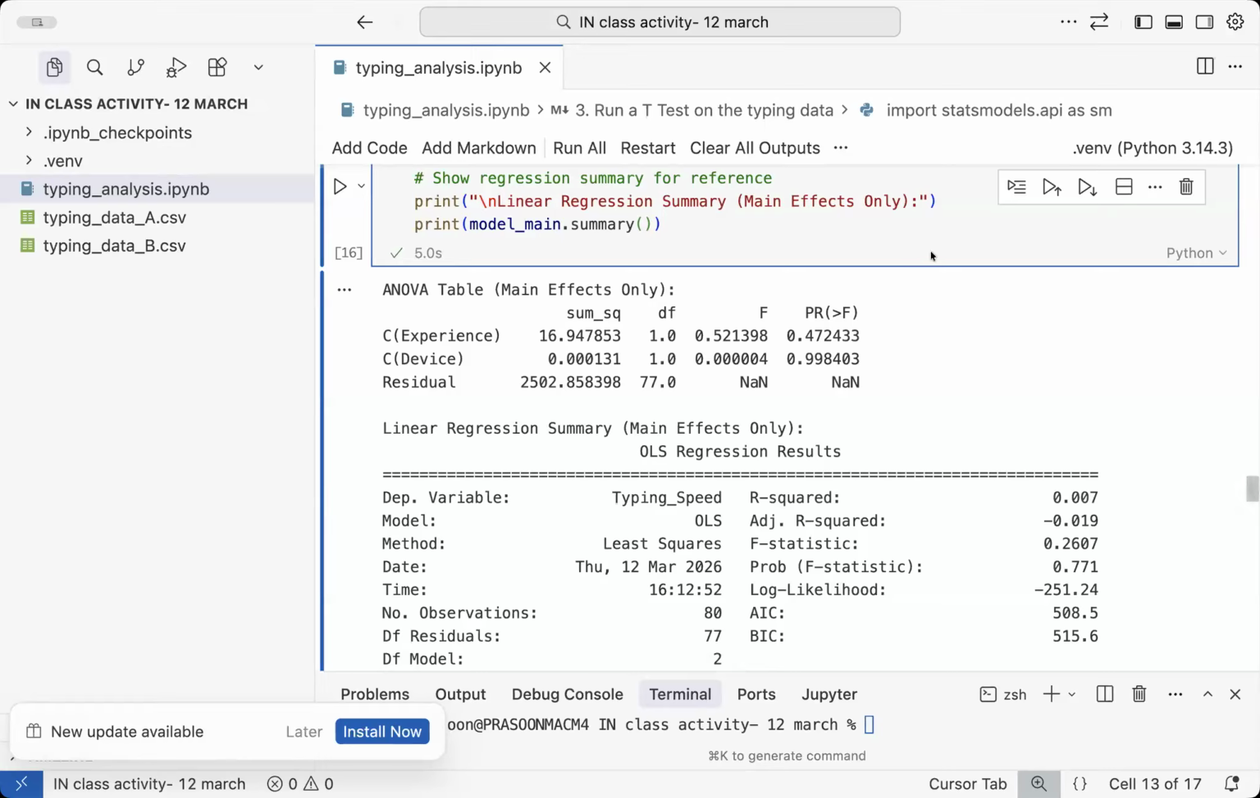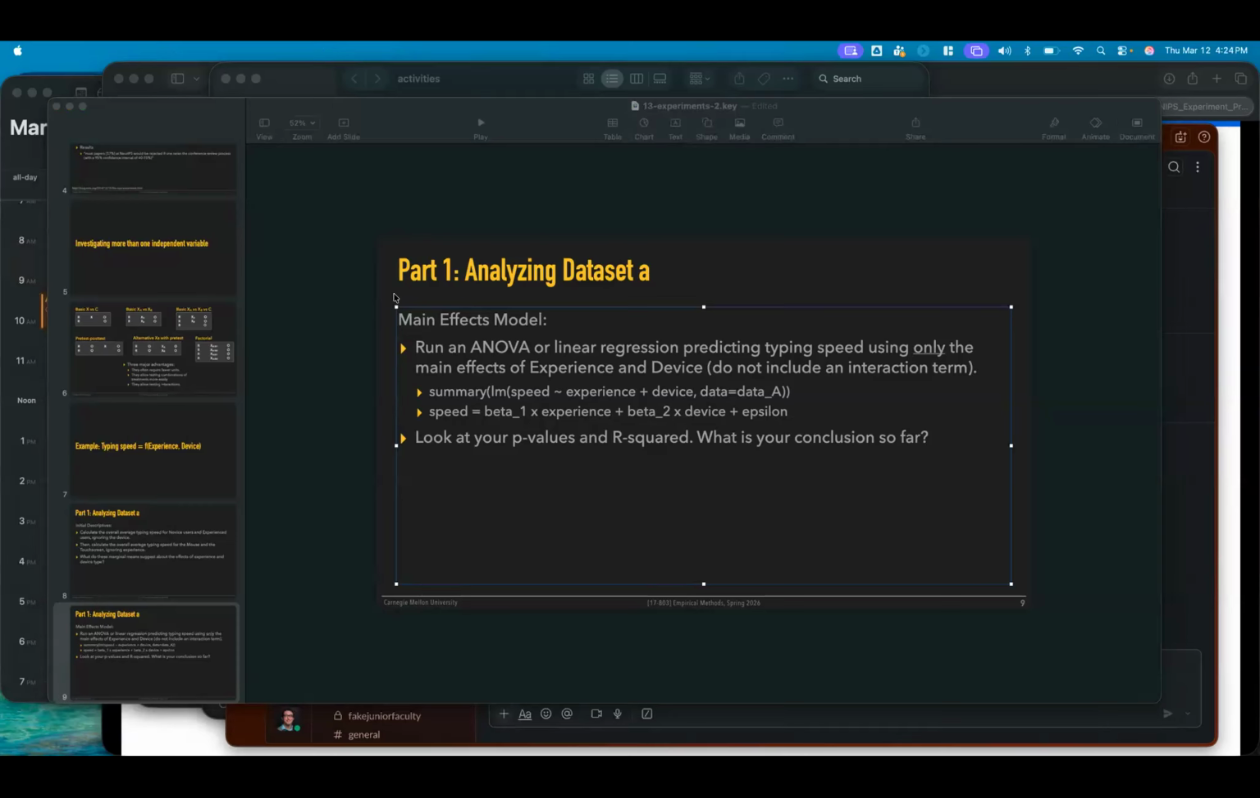Let's see if I can share again. Turns out I can just override you. Okay. Good. Oops, go away.